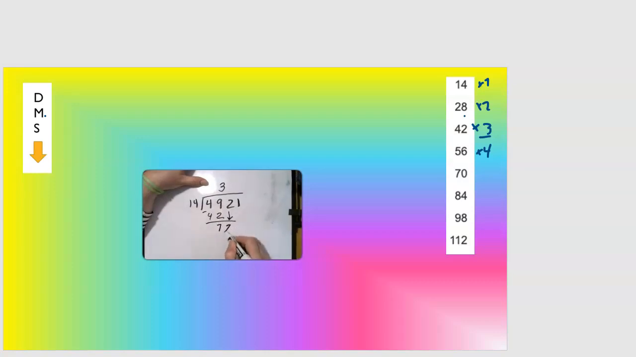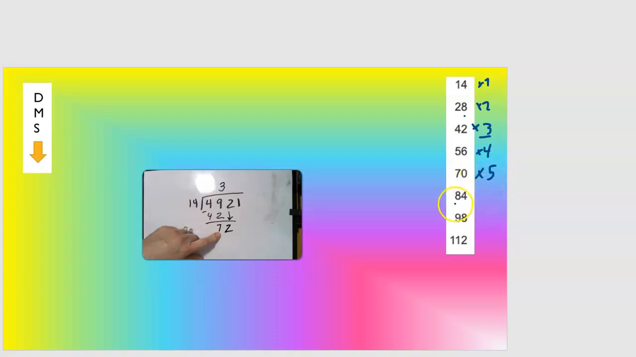Bring down. Repeat. 14 goes into 72 5 times, because if I use 6, that would be 84, and that would be too much. So 14 goes into 72 5 times. Check, that's the division part. Multiply now. 5 times 14 equals 70. Check for multiplication. Now subtract and bring down.